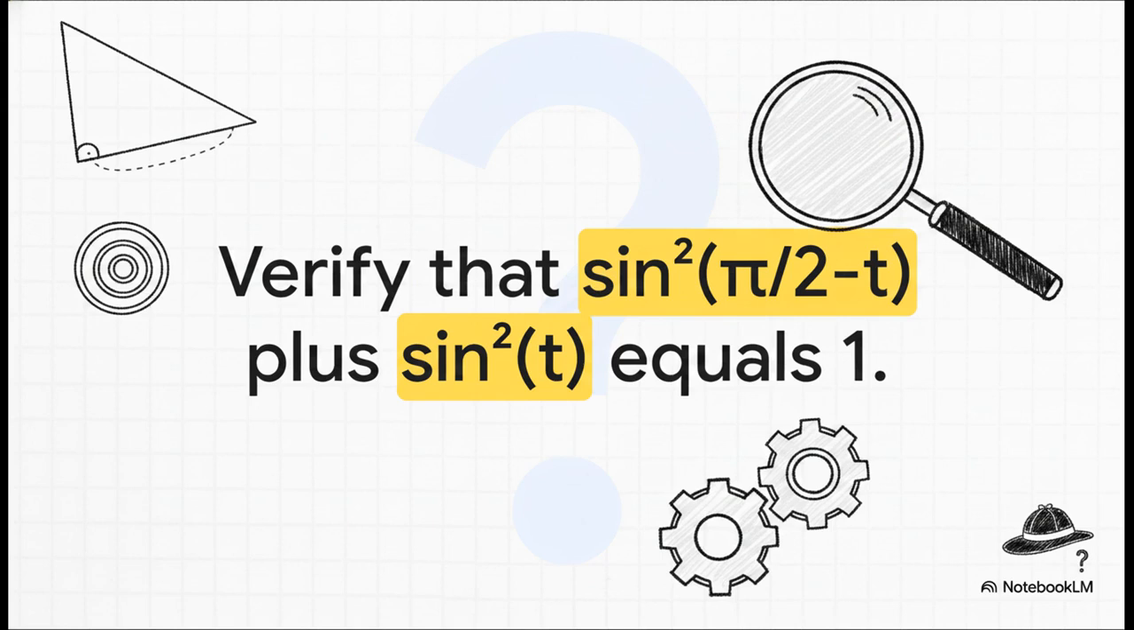How would you use the Pythagorean identity and cofunctions to verify that sine squared of pi over 2 minus t plus sine squared t equals exactly 1? Look really closely at that first term. You know exactly what happens when you have a trig function acting on pi over 2 minus t. You now possess all the logical tools you need to crack this new case completely on your own.